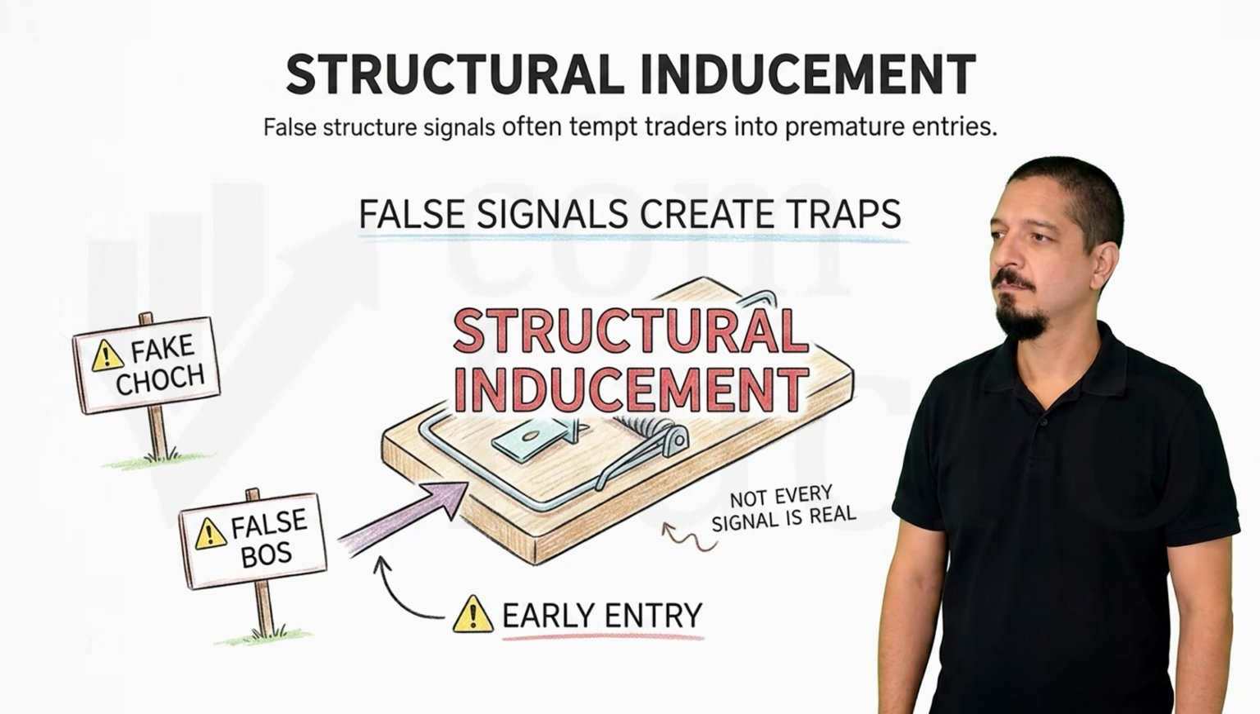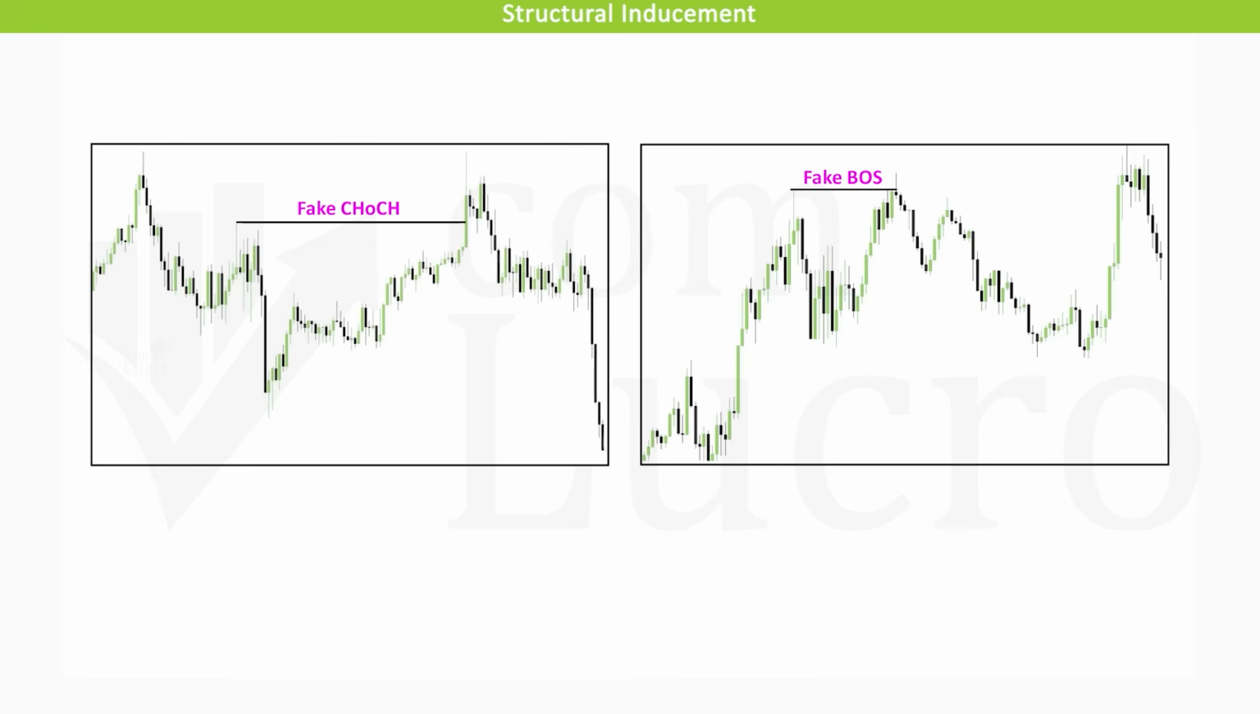Among all these variations, structural inducement is arguably the most important because it occurs directly within market structure and creates patterns that traders encounter almost every day. A structural inducement happens when price generates a false structural signal, such as a fake change of character or a misleading break of structure, encouraging traders to enter too early or position themselves in the wrong direction.